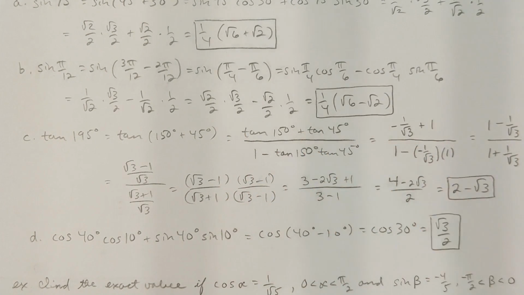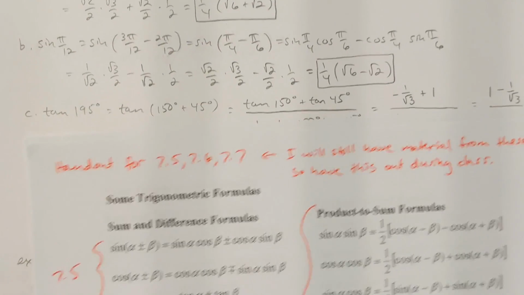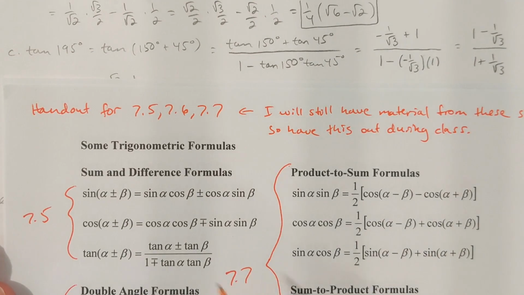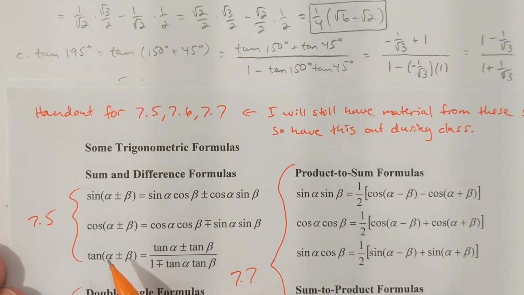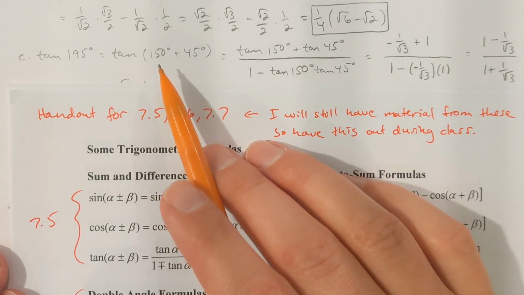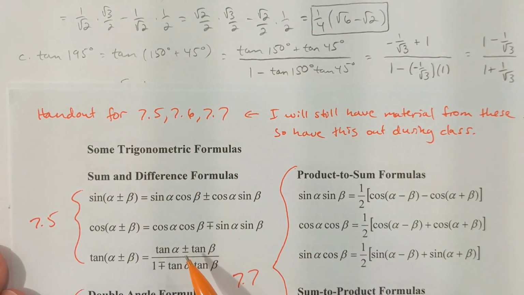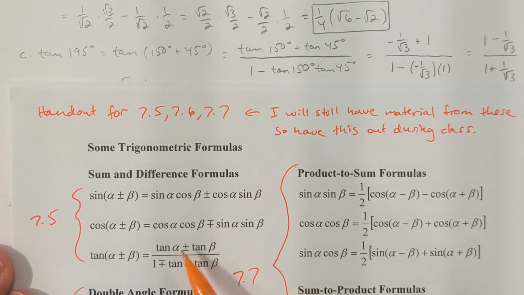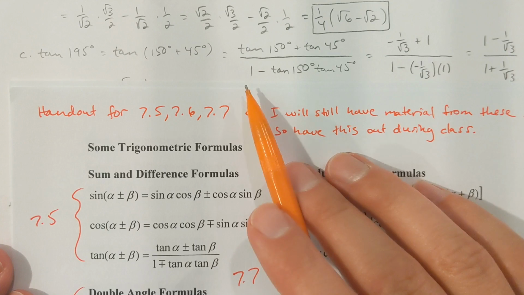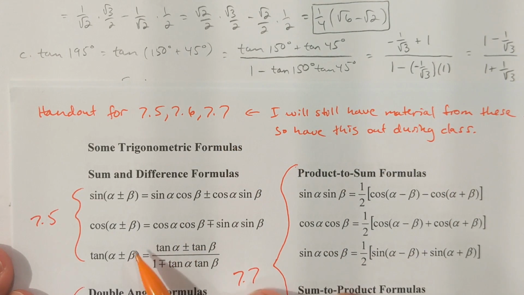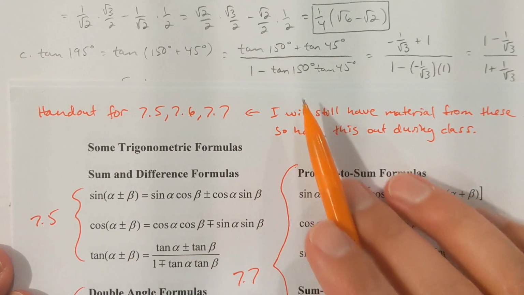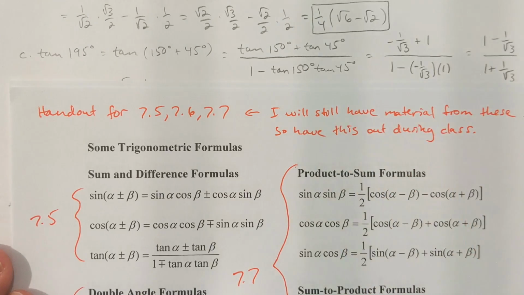So now I'm using the sum and difference formula here for tangent of alpha plus beta. Alpha is 150 degrees, beta would be 45 degrees. So that would give me tangent of 150 degrees plus, since I'm adding, tangent of 45 degrees, divided by 1 minus, since I'm adding there, tangent of 150 degrees times tangent of 45 degrees.